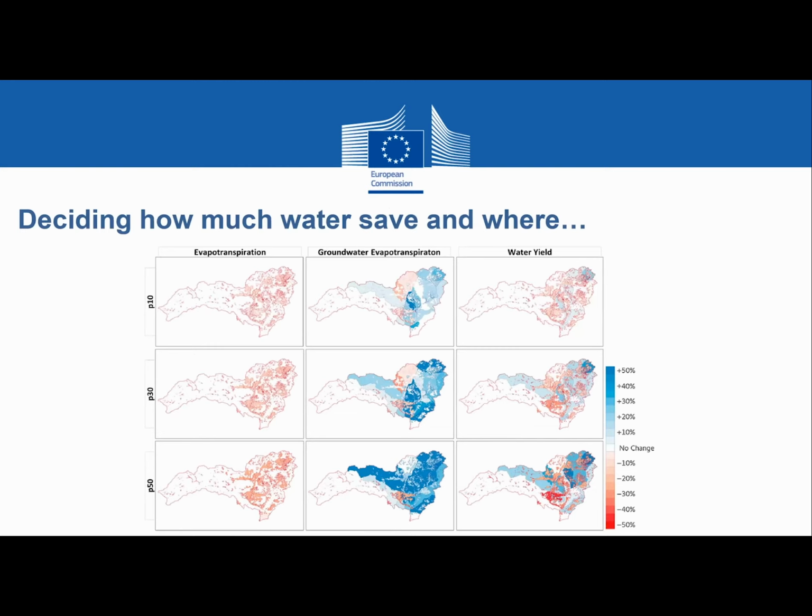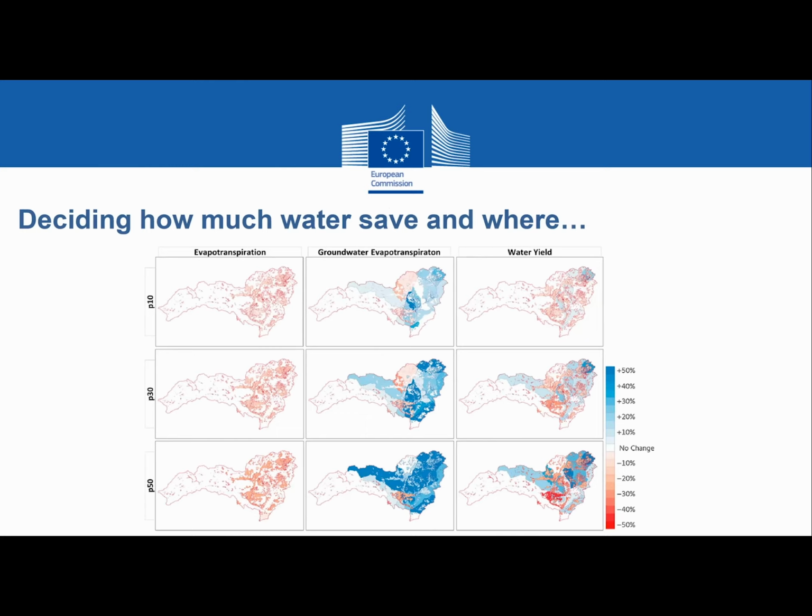So integrating the microeconomic and the hydrologic model, obviously we're going to have information on how much water can be saved and where. This is provided by the hydrologic model. You have information here, for example, on evapotranspiration, groundwater evapotranspiration, and water yield, which are all provided from the hydrologic model.